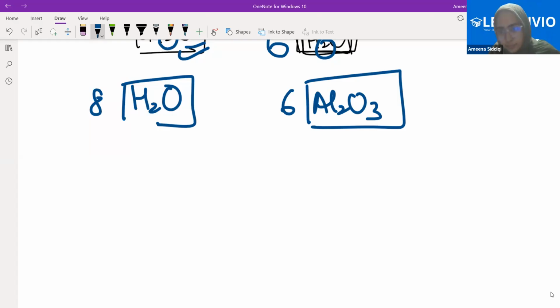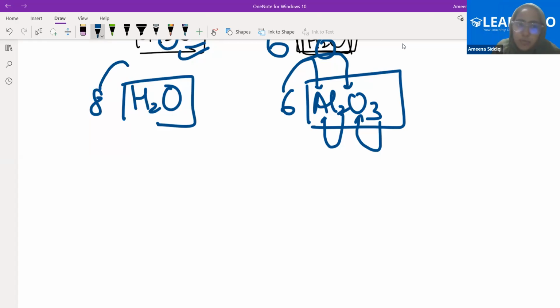Is it clear? Now, how do I calculate the number of each atom in the molecule? See, this number is for this atom, and this number is only for this atom. To calculate the total number of atoms, I will just multiply. For aluminium, 6 into 2. For oxygen, 6 into 3. In a similar manner, this is for hydrogen. This is also for oxygen, because this number is referring to the whole molecule.